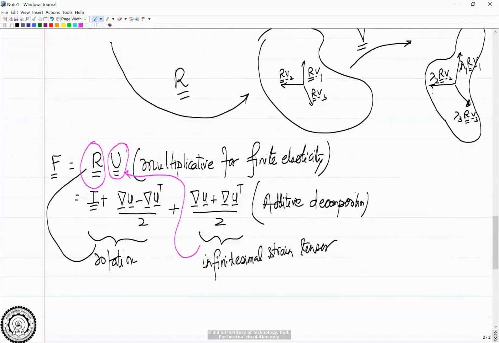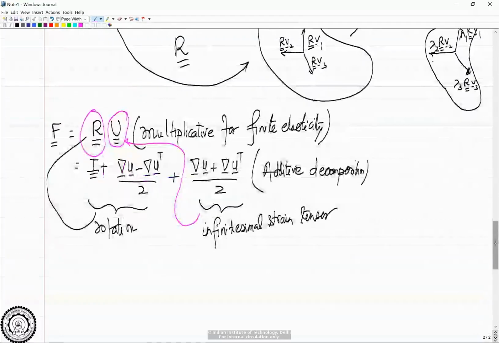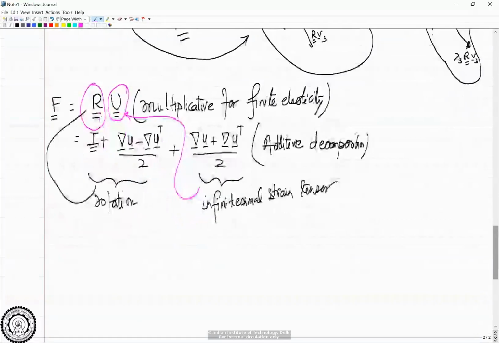Okay, and you can also prove it. I can give you an assignment, but I will not do that. You can think of it on your own. It just comes through linearization. The multiplicative decomposition is general, but if you restrict it to infinitesimal deformation, the linear elasticity case, you get additive decomposition. All right, any question till now?